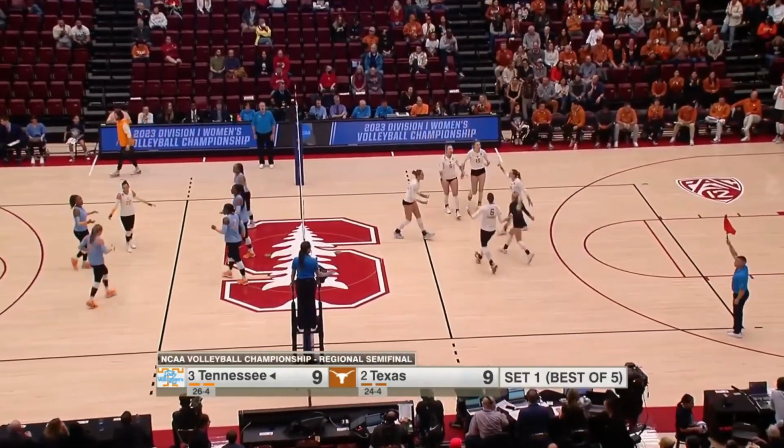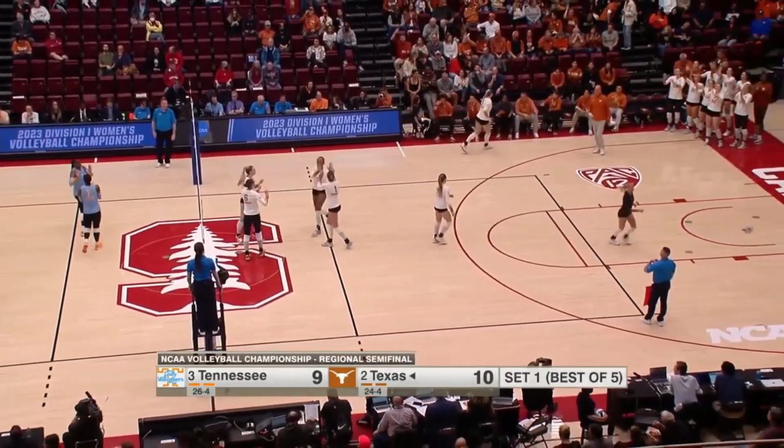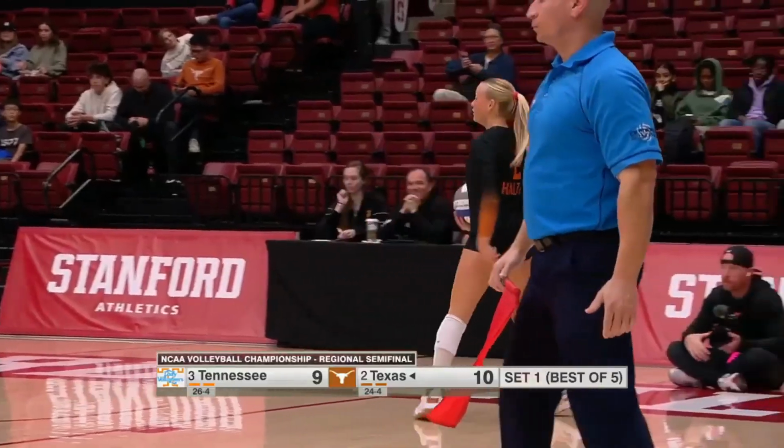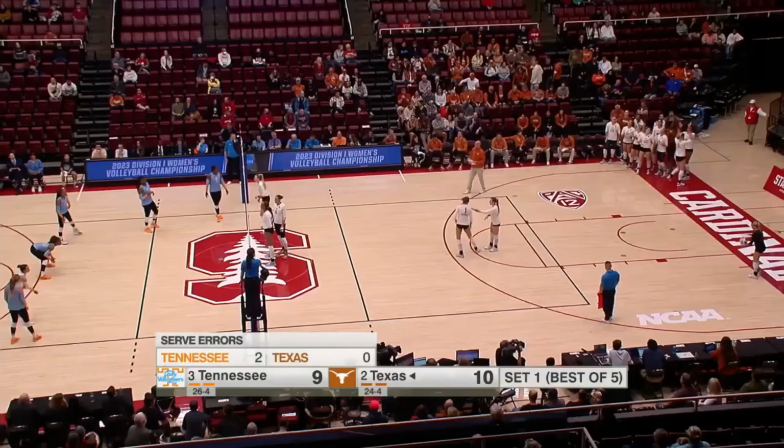Caroline Kerr misses the mark. Second service error for Tennessee puts Texas in front, and sophomore Emma Hall.